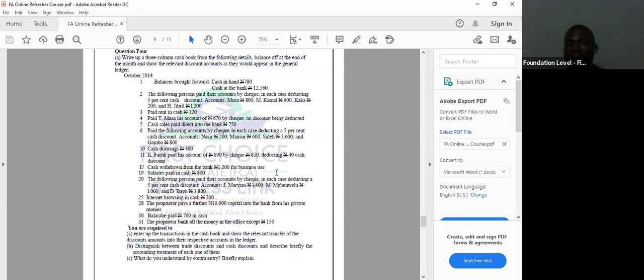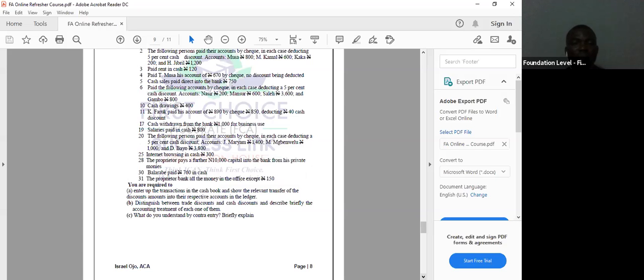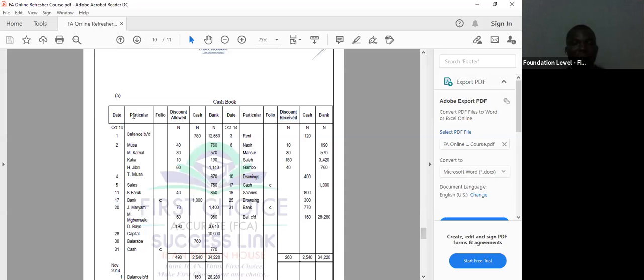Now, this cash in hand and cash at the bank, they are current assets. And current assets always have what? Debit entry. It means that this amount will be found on our debit side under the 3-column cash book. 780 will be found under cash, while 12,560 will be found under bank. So let's see. This is what I'm talking about. We have the date, the particulars, the folio, the discount allowed, cash, and bank. This is the debit side.